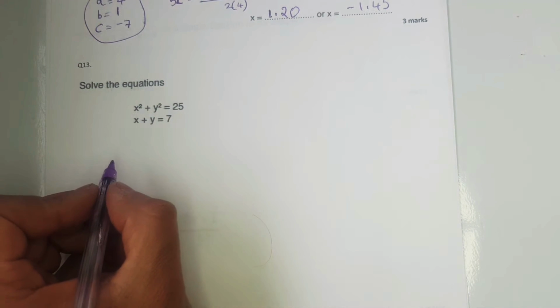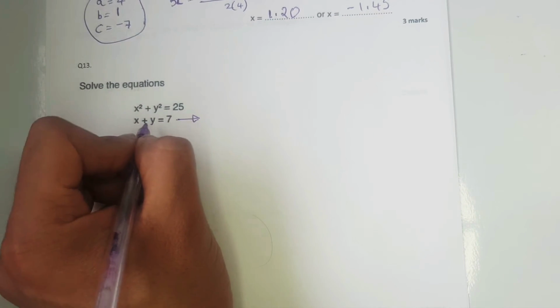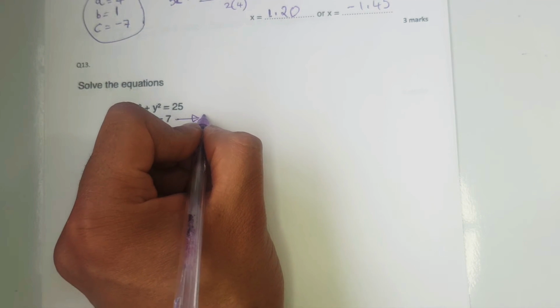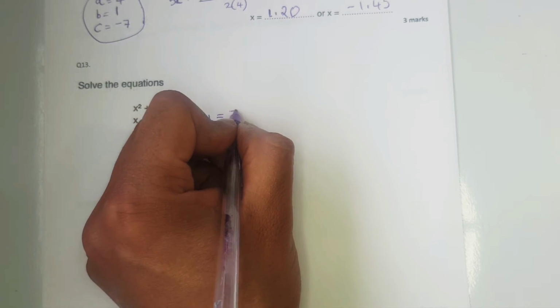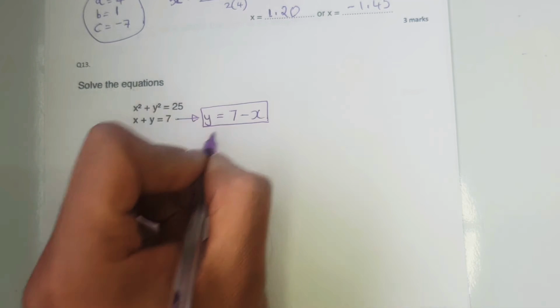So all you're going to do in the first bit is take the linear one, without the quadratic, and make something the subject of the formula. In this case, you can make y or you can make x. I'm going to choose y. So I'm going to take away x from both sides. So I've made y the subject of the formula.